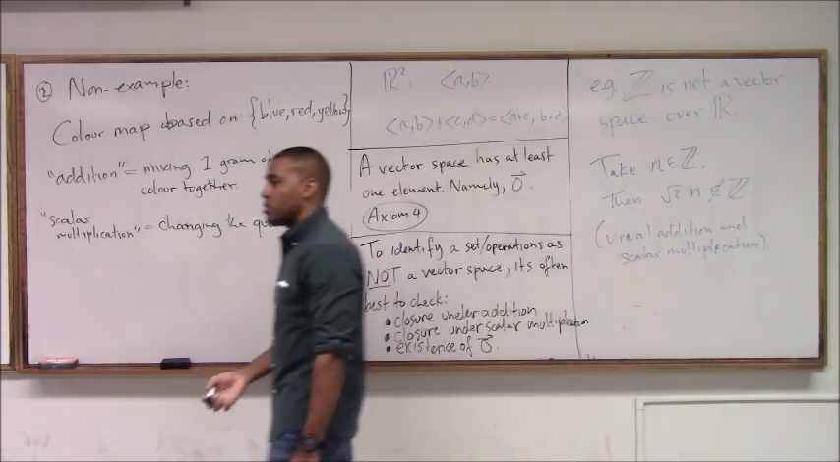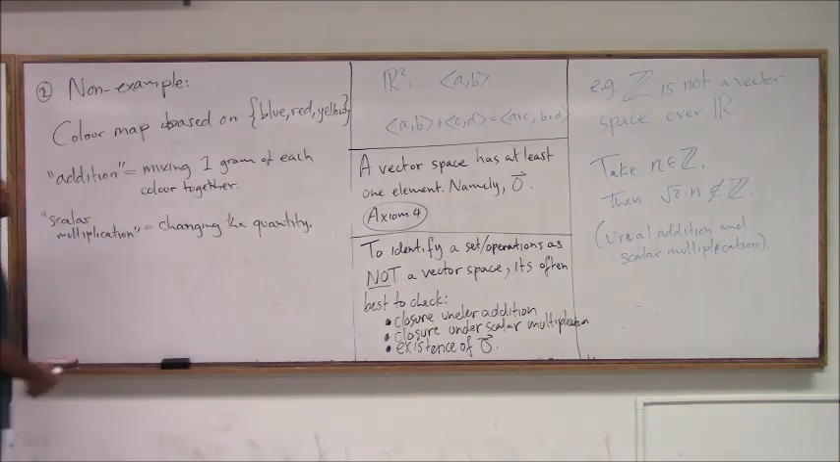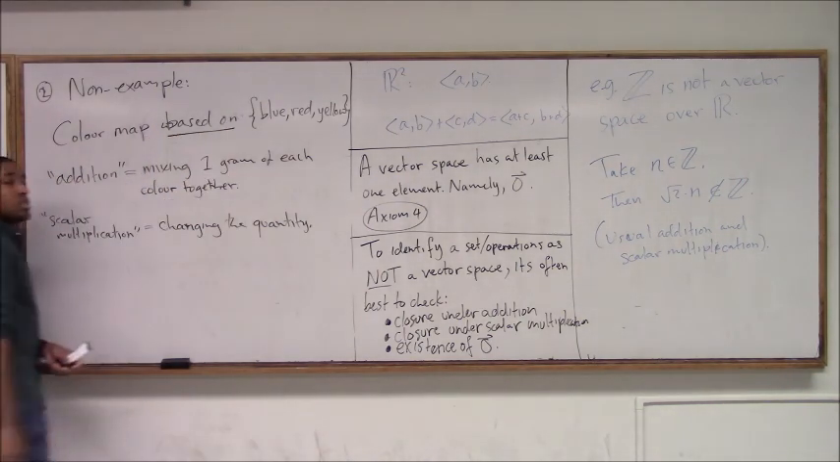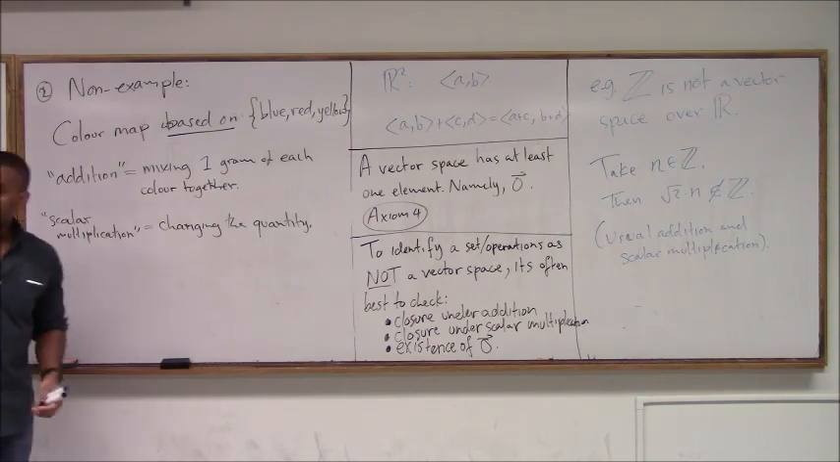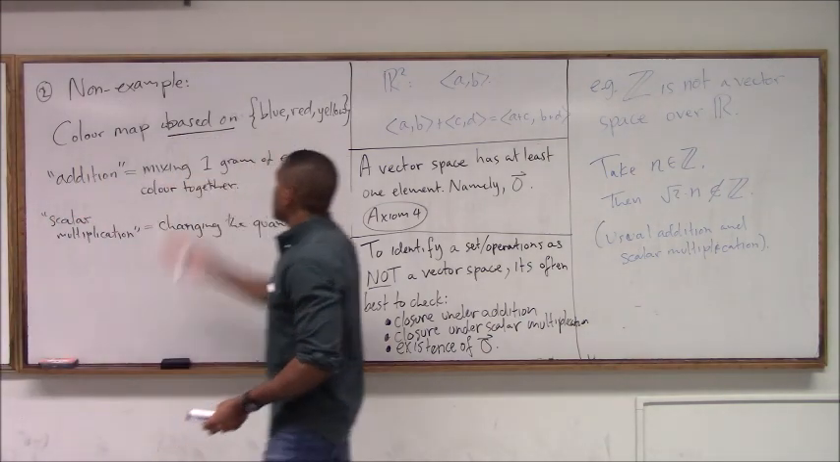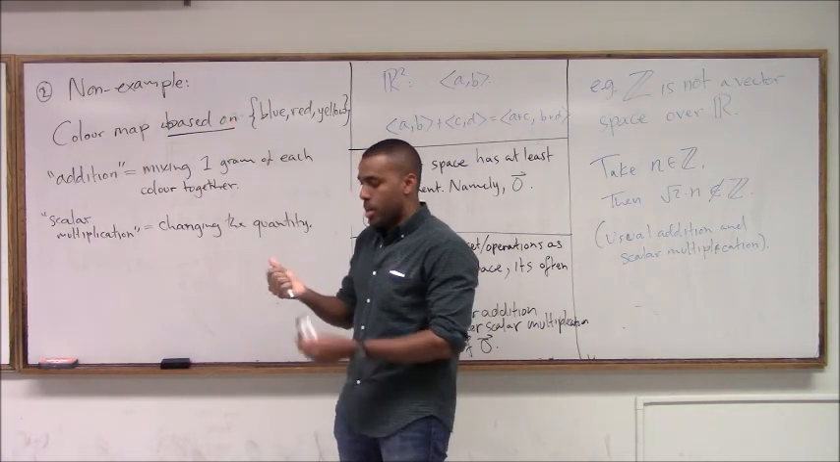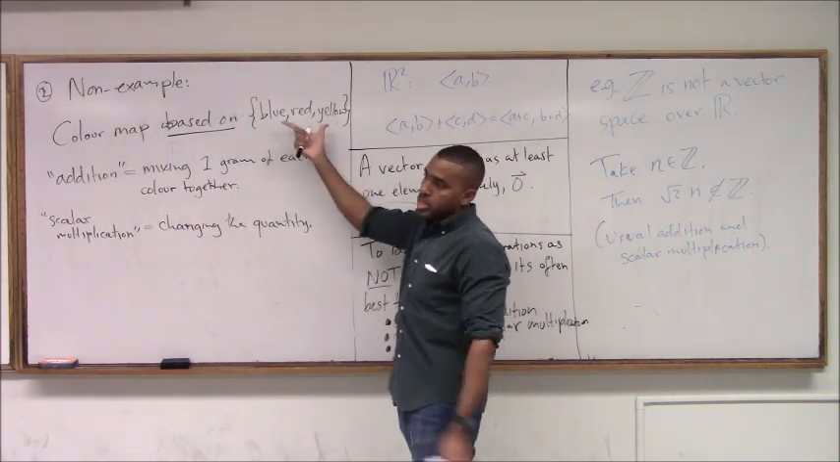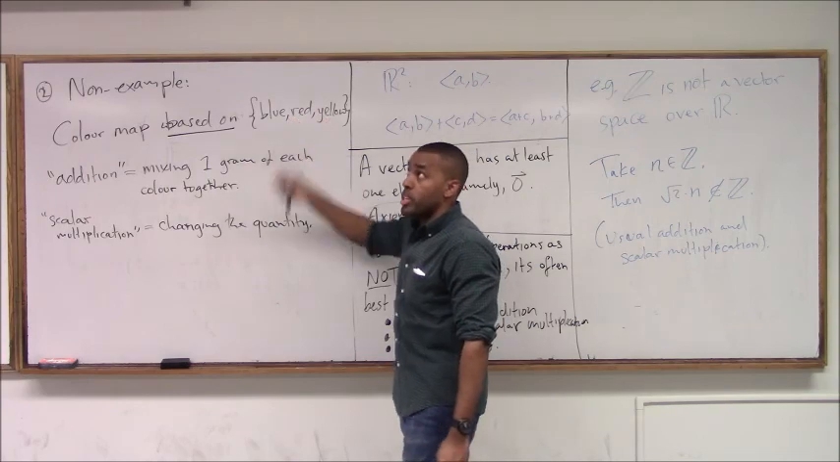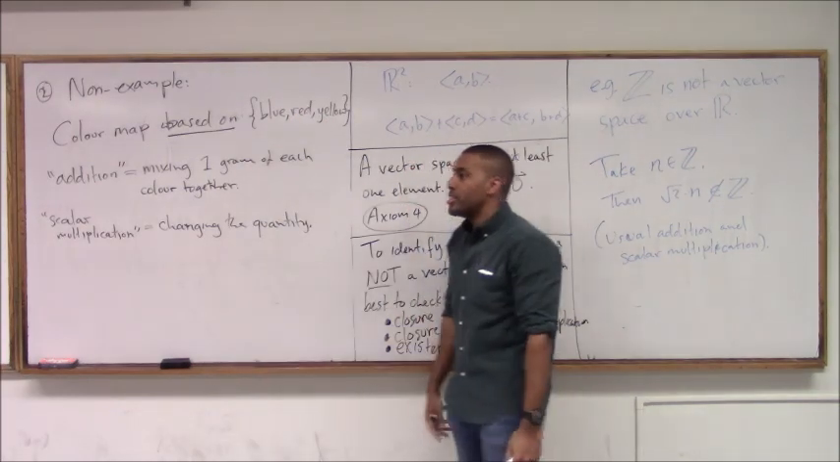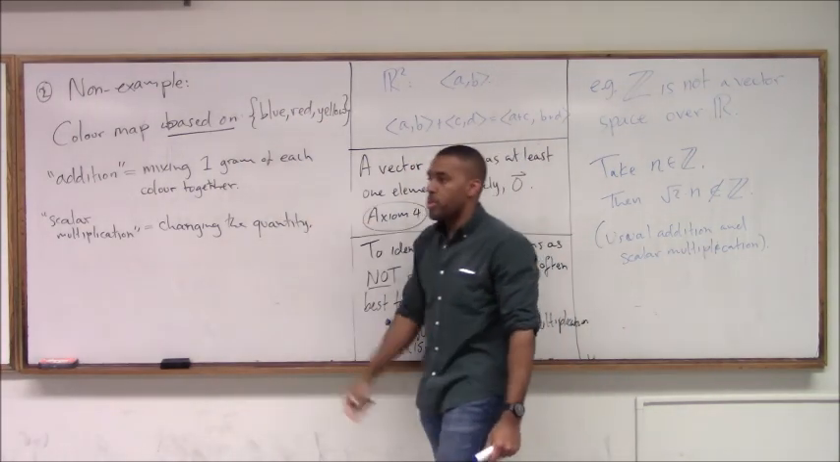Green's not in your set. Well, I never said it's the entire set. I said based on. I'm talking about all colors that can be created from these things. This gets to the point of a basis, which is a few sections down. We'll talk about that. So a basis is the smallest set of vectors by which you can create every other vector in the set. So I'm calling this a basis of a color map.